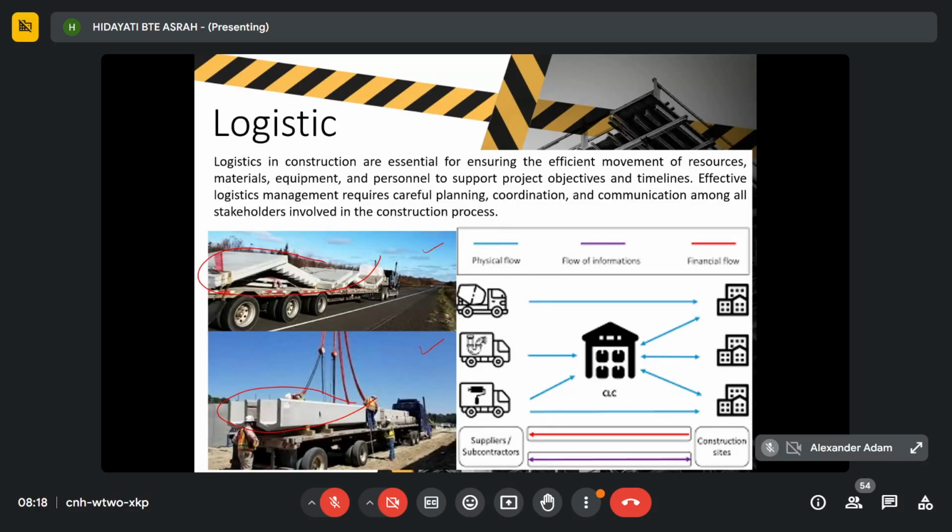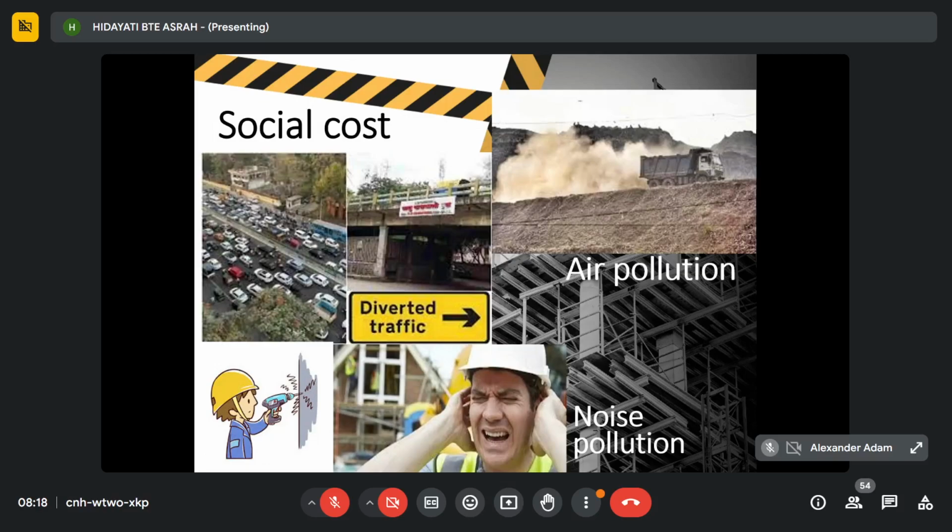Okay, and then social cost. Social costs here are such as traffic, diversion route effect, noise, vibration, air pollution, dust, dirt, and so on. When you do highway construction, do you need to prepare for a diversion route? If you need to prepare a diversion of route for the highway construction, then of course it will involve cost.